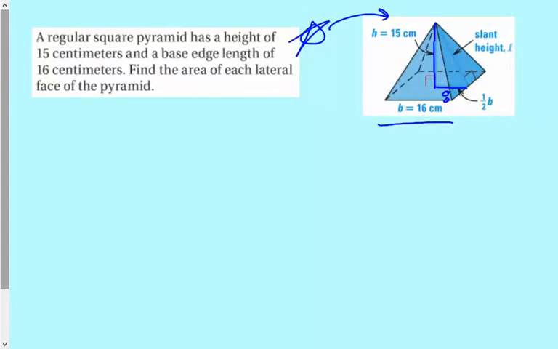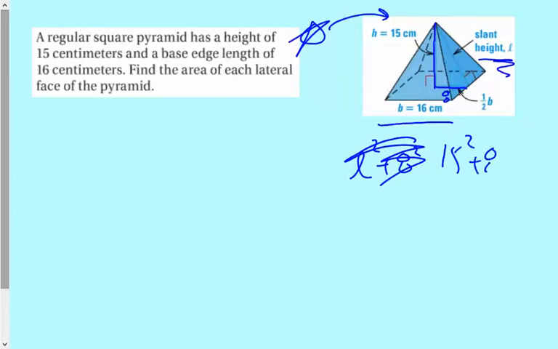What that allows me to do is figure out what the slant height is by using the Pythagorean theorem. L squared plus 8 squared. No, I did that wrong. Let's try again. 15 squared plus 8 squared equals L squared. So I can quickly figure out what that is. I'm going to do 8 squared plus 15 squared, and that's going to be, I think, 17. Yep, 17, so L equals 17. That is my slant height.